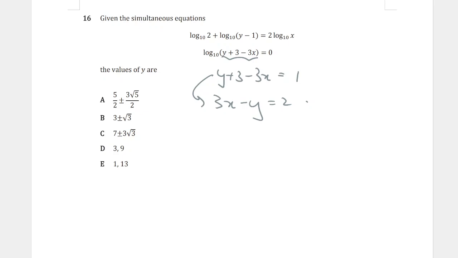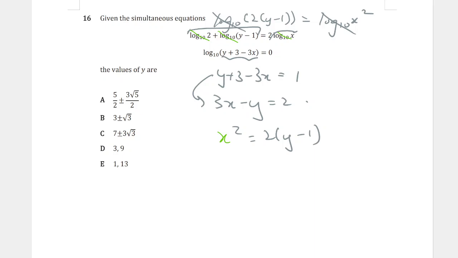So we could execute some log rules. The left-hand side is log 10 of 2 times (y minus 1), because if you add logs, you can just multiply the inputs. It equals, you can take the power inside, so that is log 10 of x squared. And now you can cancel log 10. When you cancel logs, you've got to make sure that each side has one log and one log only. You can't suddenly cancel log 10s from here. Okay, so now we're set, because the second equation is x squared equals 2 times (y minus 1).